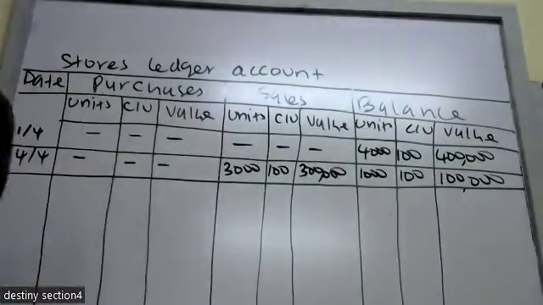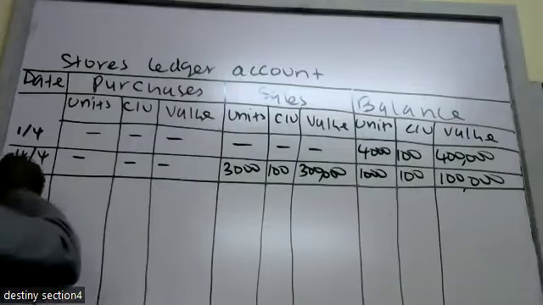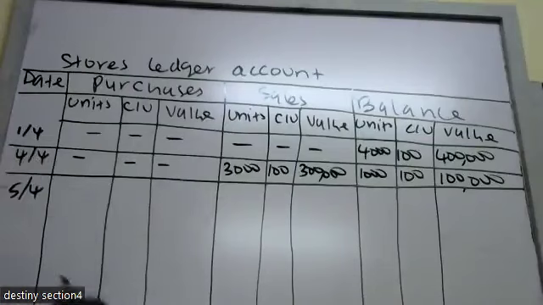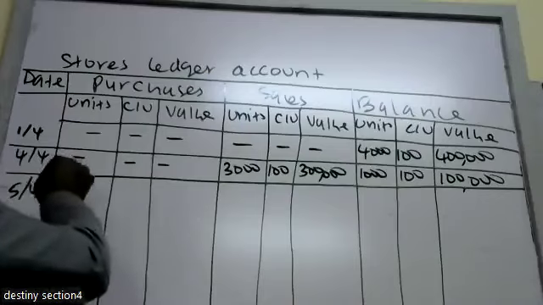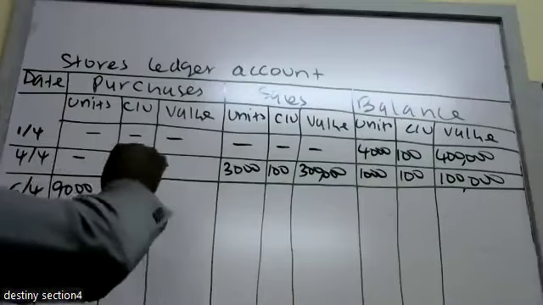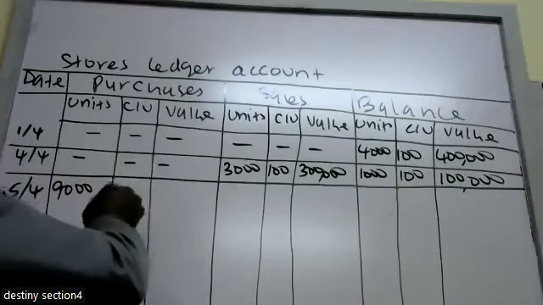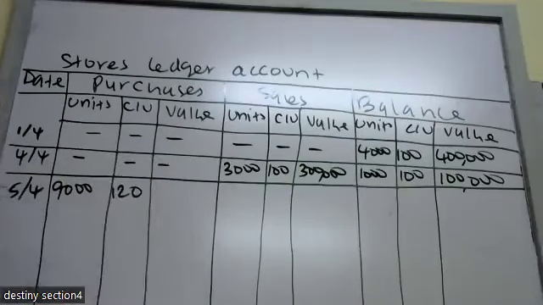So we go to the next date of the transaction, on date 5th. So on that 5th, they were able to purchase 9,000 units at a price of 120. So you multiply 120 by 9,000.